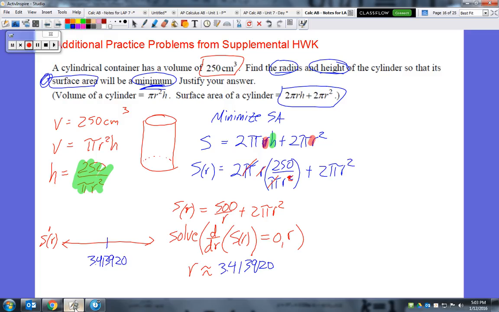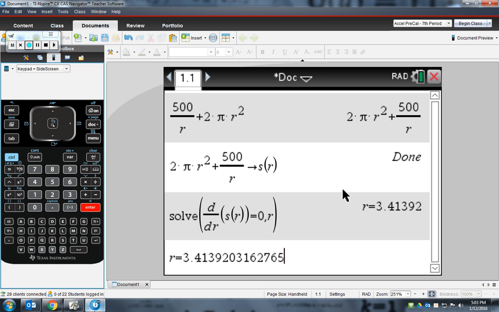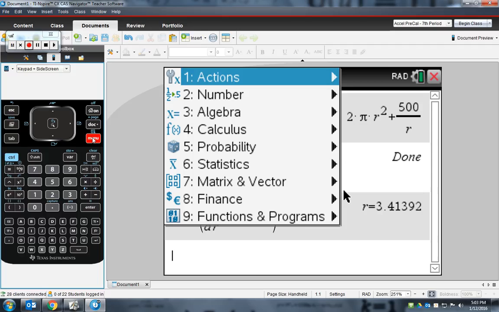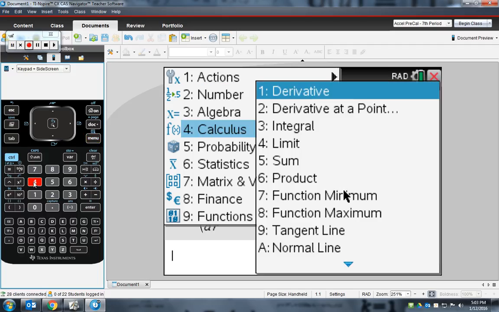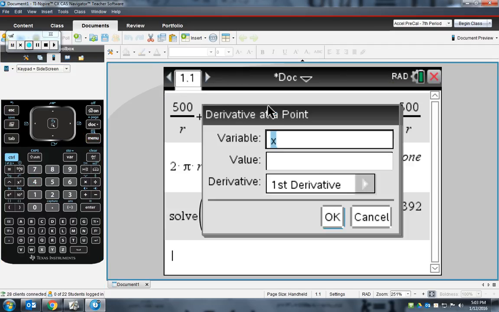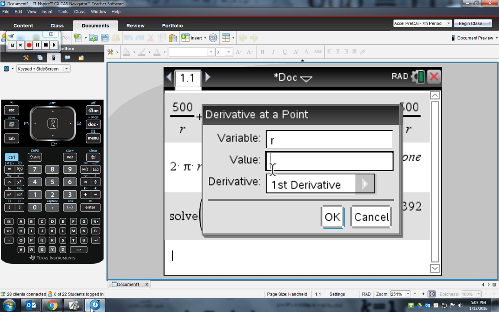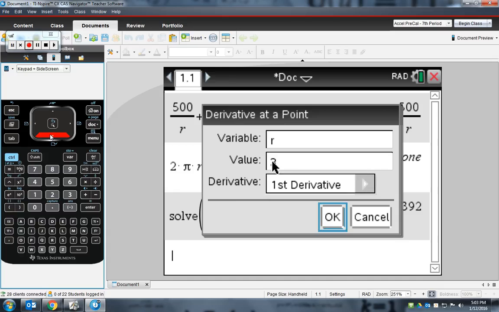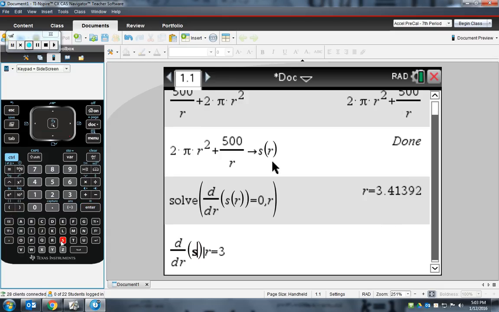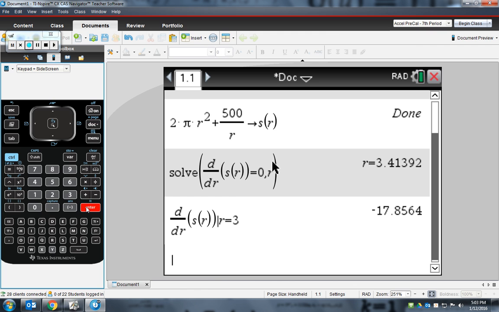And then what we're going to do is a sign test of the derivative of said surface area. So first, control clear or control delete to clear this line. Then menu 4 for calculus, 2 for derivative at a point. Our input value is r. And again, we want to test something like 3 and 4. Those are our test points because 3.4 lies in between. So we'll put 3 here, first derivative. We're going to test it, s of r, and then control enter, and we get a negative answer.